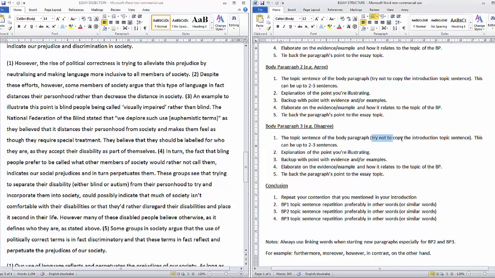And I have not copied the introduction topic sentence either. I highly urge you to play around with language for a bit.